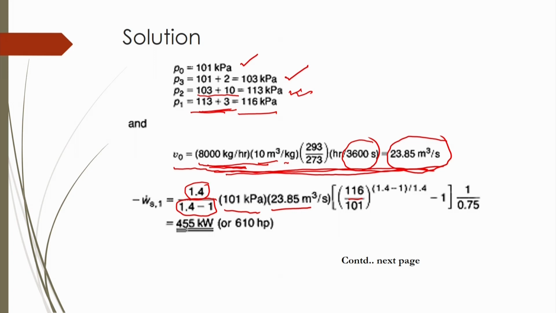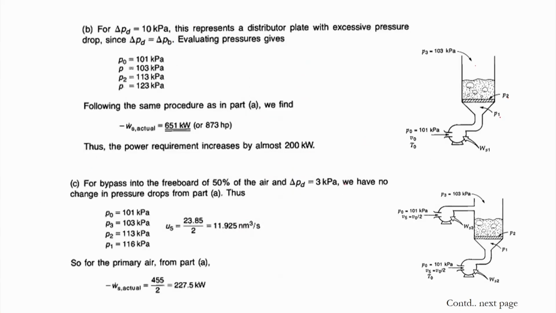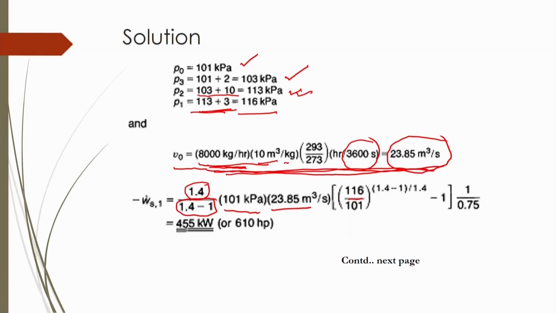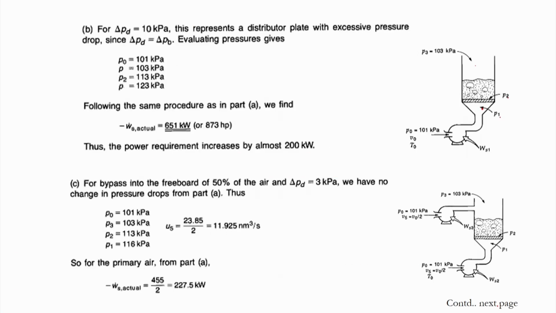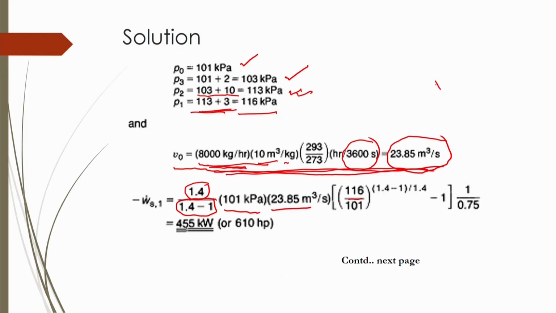P1 plus 3, that will be P1. How to calculate this P1? P1 is nothing but this 113, that means P2 plus 3. Why? Because P2 minus P1 will be equal to delta P d, distributor pressure drop. Then P2 is equal to P1 plus delta P d. So, P1 is given to you.